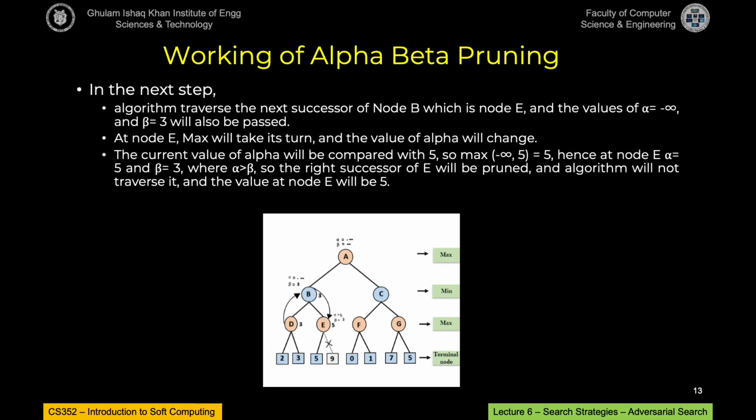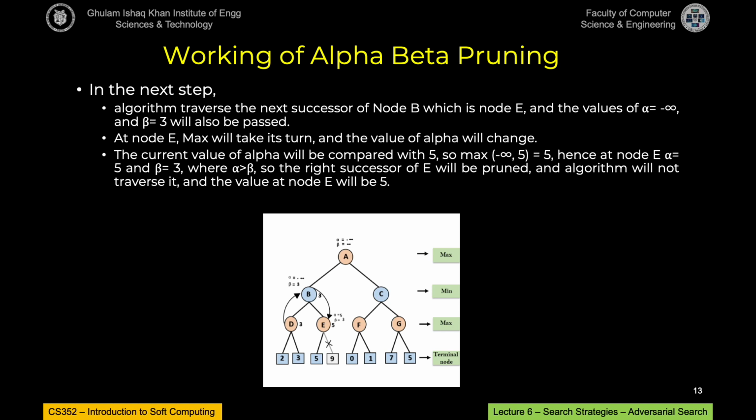So in the next step, the algorithm traverses the next successor of node B, which is node E, and the values of alpha equal to minus infinity and beta equal to 3 will also be passed to node E. Then at node E, max will take its turn, and the value of alpha will change. Since it can only work with the value of alpha, it might change its value. The current value of alpha, which is minus infinity, will be compared with 5. So max of minus infinity and 5 is 5, right?